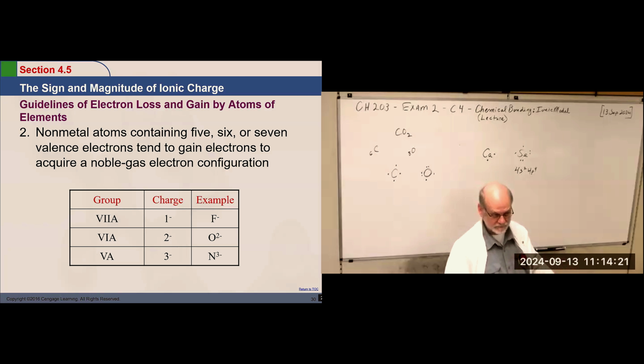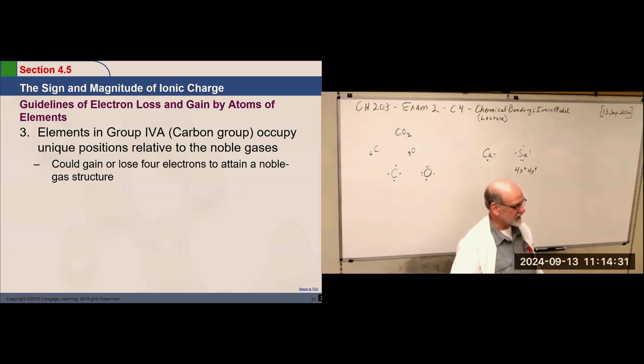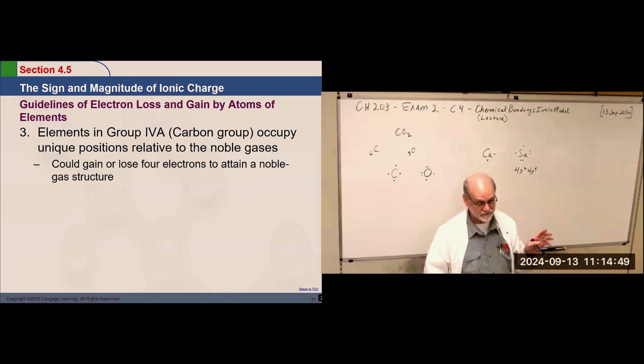I mentioned those already. The carbon group, its position is unique. It's halfway between the octet going one way and the octet going the other. So it really depends on the reacting partner whether it loses electrons or gains electrons. If it's combined with a bona fide metal, then it usually forms a carbide where it's a negative charge.